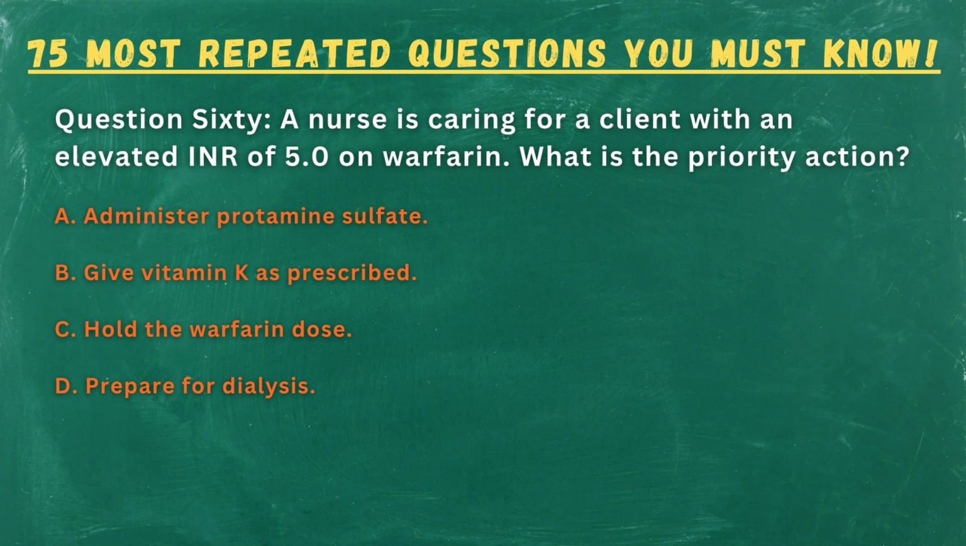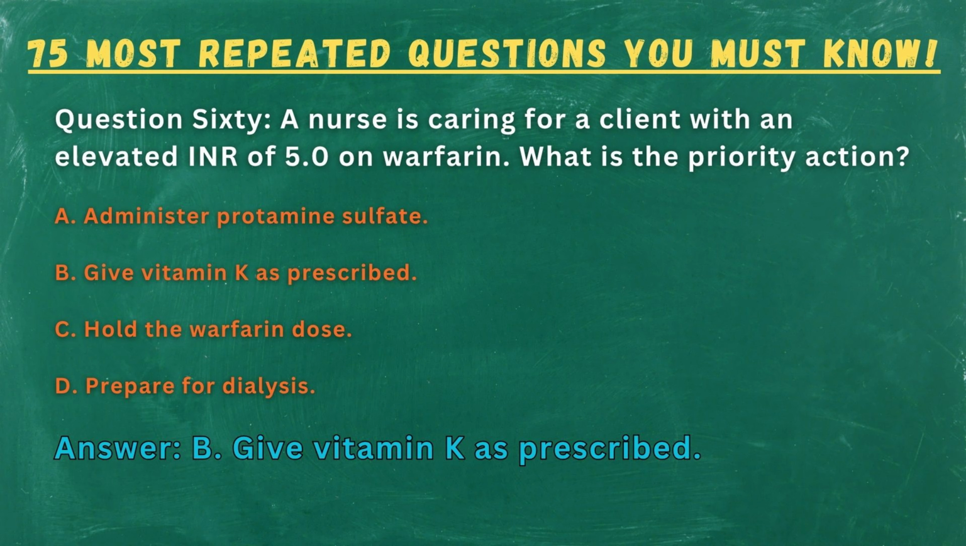Question 60. A nurse is caring for a client with an elevated INR of 5.0 on warfarin. What is the priority action? A. Administer protamine sulfate. B. Give vitamin K as prescribed. C. Hold the warfarin dose. D. Prepare for dialysis. Answer, B. Give vitamin K as prescribed.